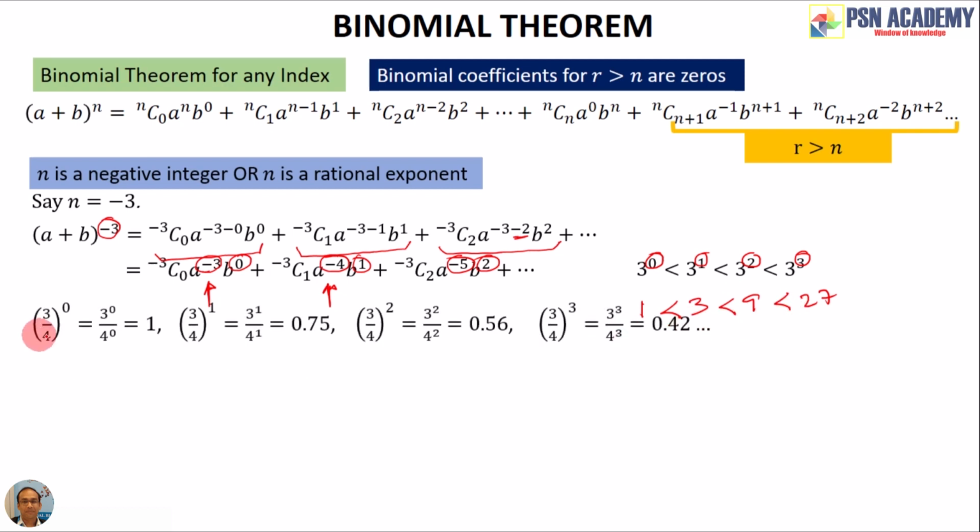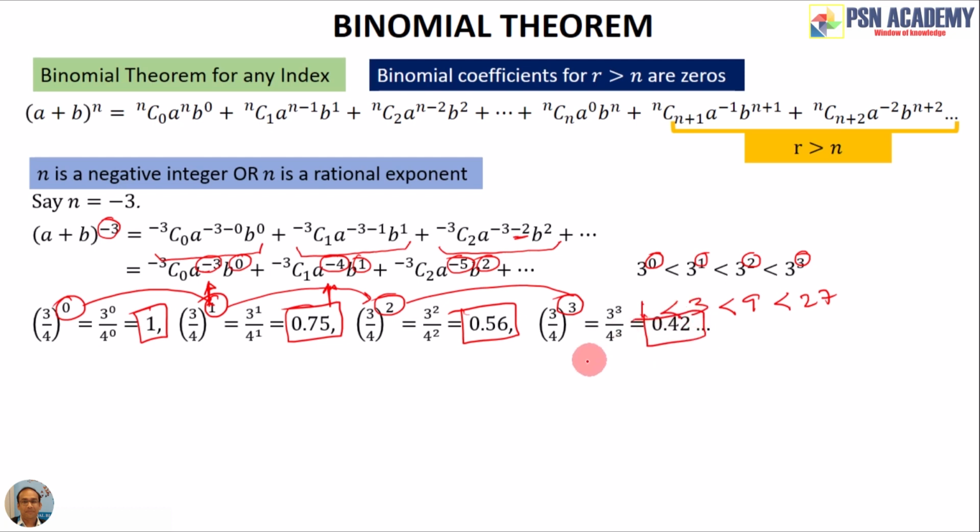But if you see here, this is a fraction where the numerator is less than the denominator. Now you have this power as 0, it gives you 1. You make the power 0 to 1, it gives you 0.75. And if you increase the power from 1 to 2, it goes to 0.56. And from 2 to 3, it gives you 0.42. That means from 1 it is going down to 0.75, and further you increase the power, the net result is going down further like this.